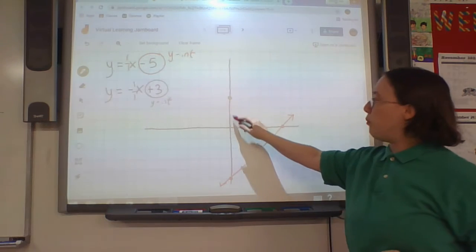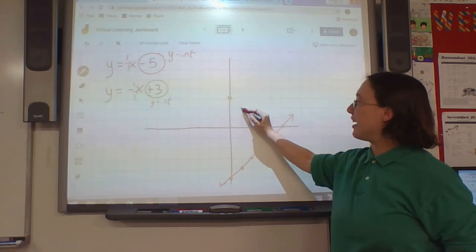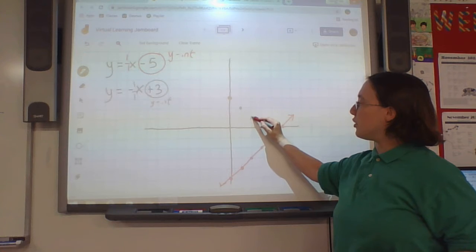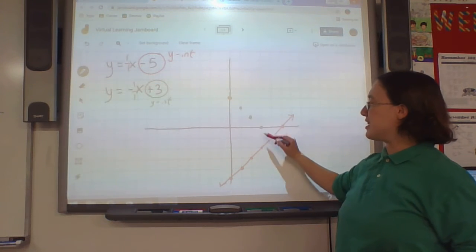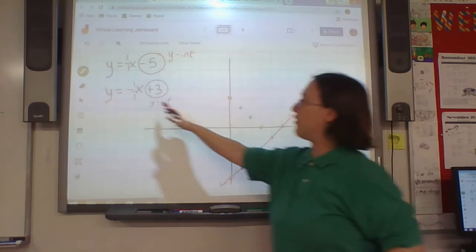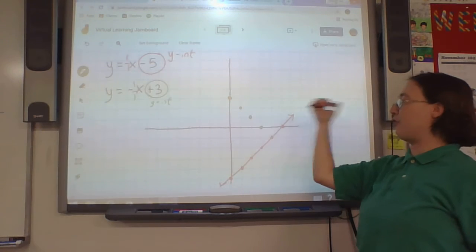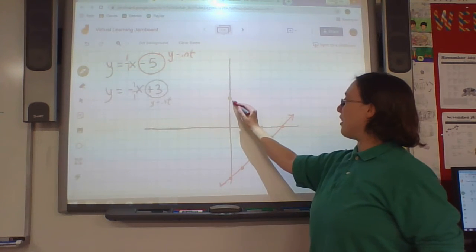So instead of going up 1, we're going down 1, and then again to the right 1. So even though we're going down, we're going to the right, because that number on the bottom is still a +1, and positive x's are this way. So there's our second line.